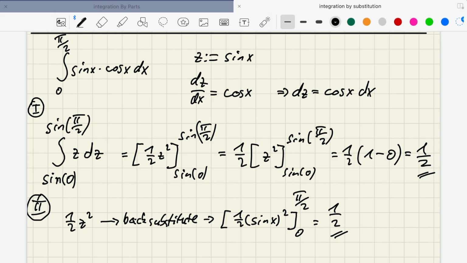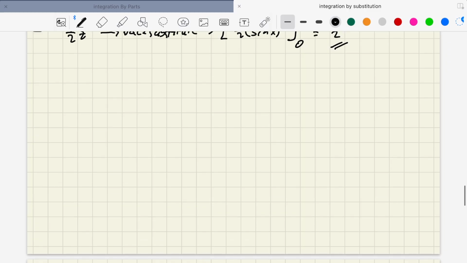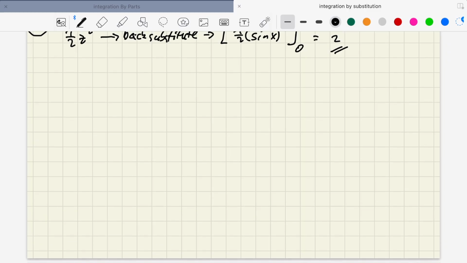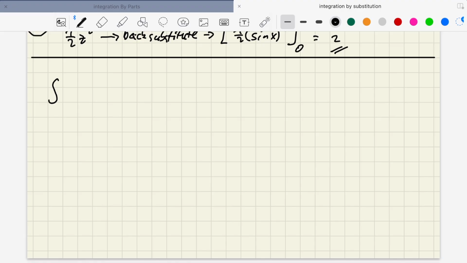So I will go for another example. This will be the last, and it's going to be a little bit more complicated, but yeah, the function is not amazingly horrible. We're looking for the definite integral from 0 to a half of x divided by the square root of 1 minus x squared dx.